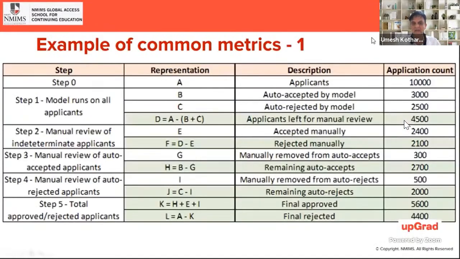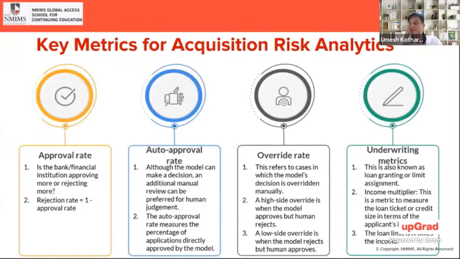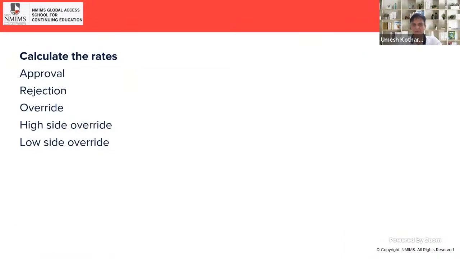What does high side mean? High side means when the model has approved something, we have overwritten that decision. Low side means what the model has rejected, we as humans have overridden that decision. Okay, so that's what it means.